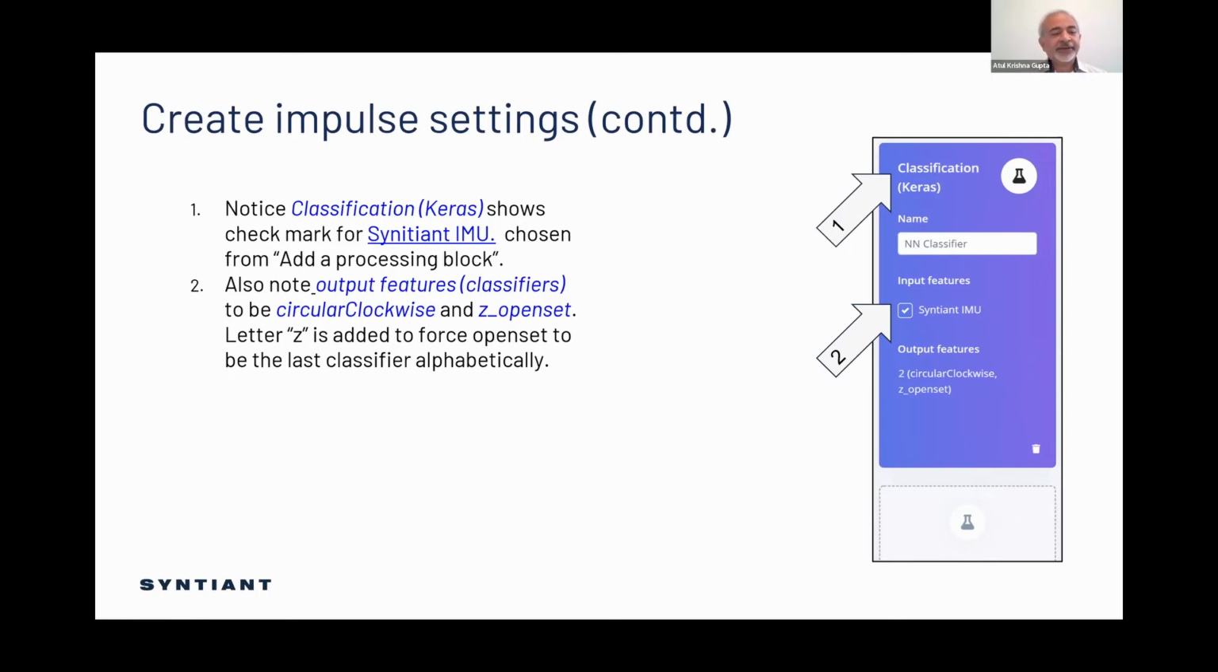So here I have labeled one of the data sets as circle clockwise. And I did it for a purpose. Circular motion could be clockwise or could be counterclockwise.